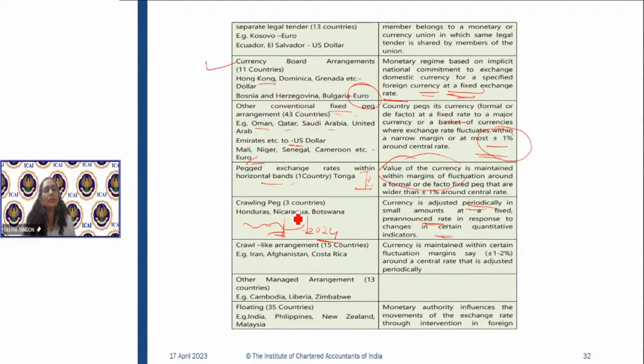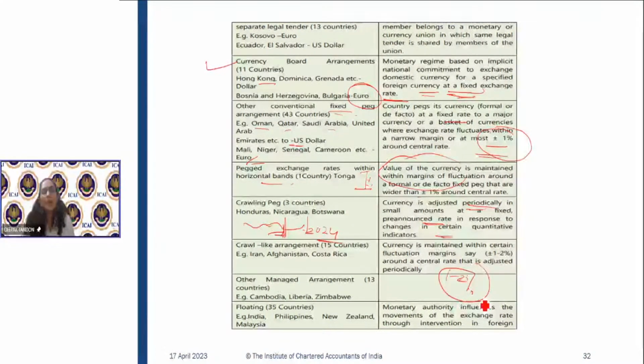So crawling peg is practiced by 3 countries here, which you can see. Crawl-like arrangements are here, and here we are seeing crawling peg. Here we are taking crawl-like peg. Crawl-like arrangement basically means you have fixed the rate over a period of time. This should be the rate. At this point of time it can vary by 1 to 2%. 1 to 2% variation is acceptable.